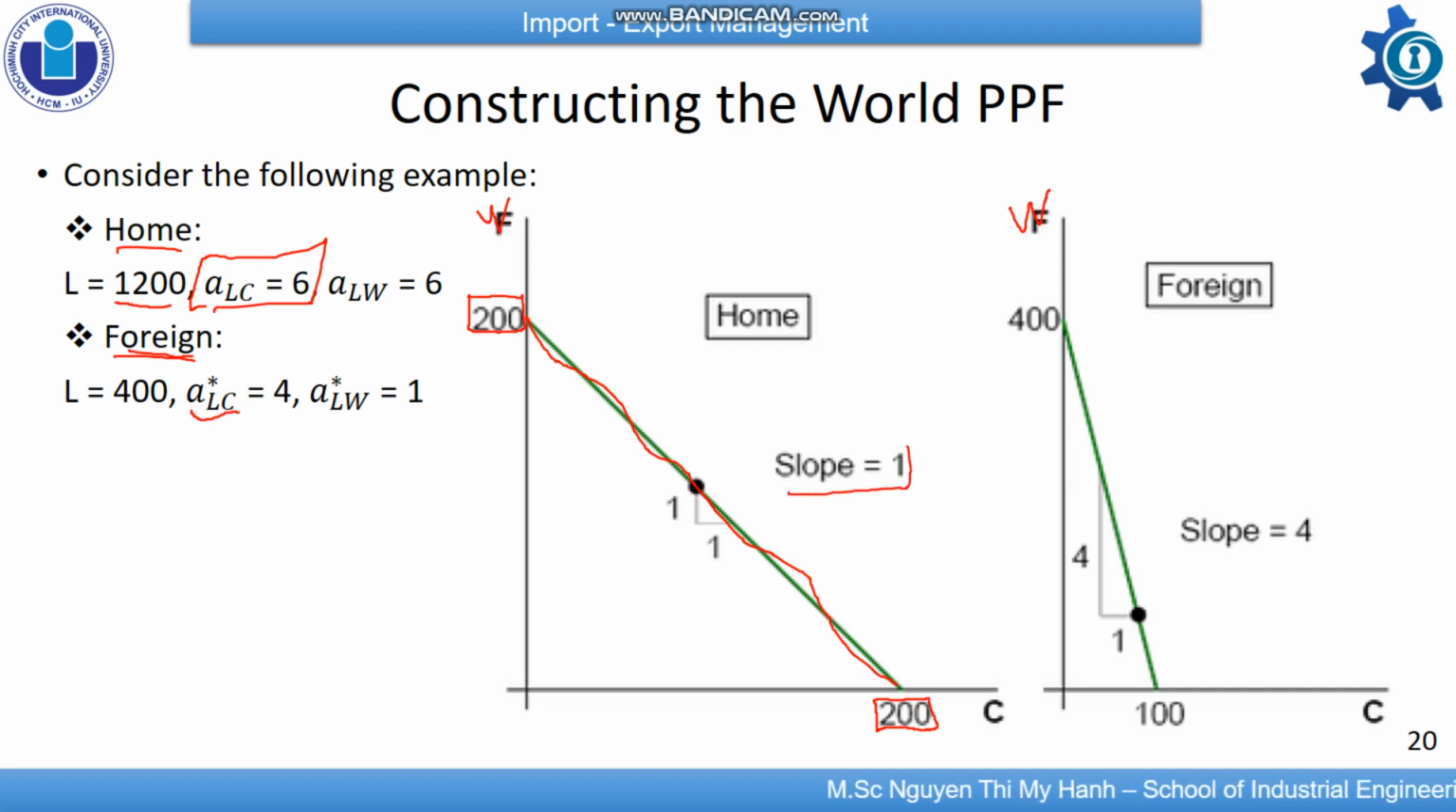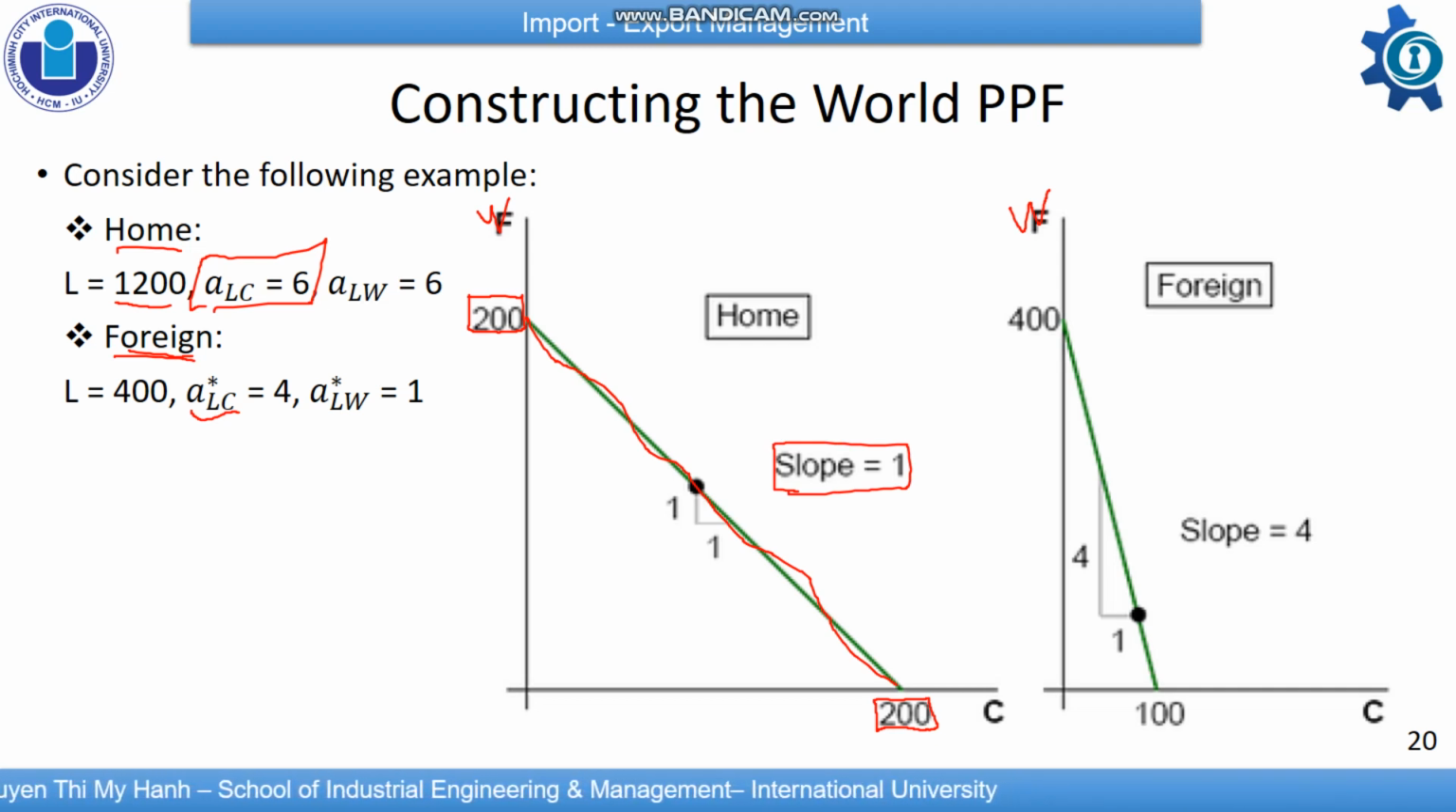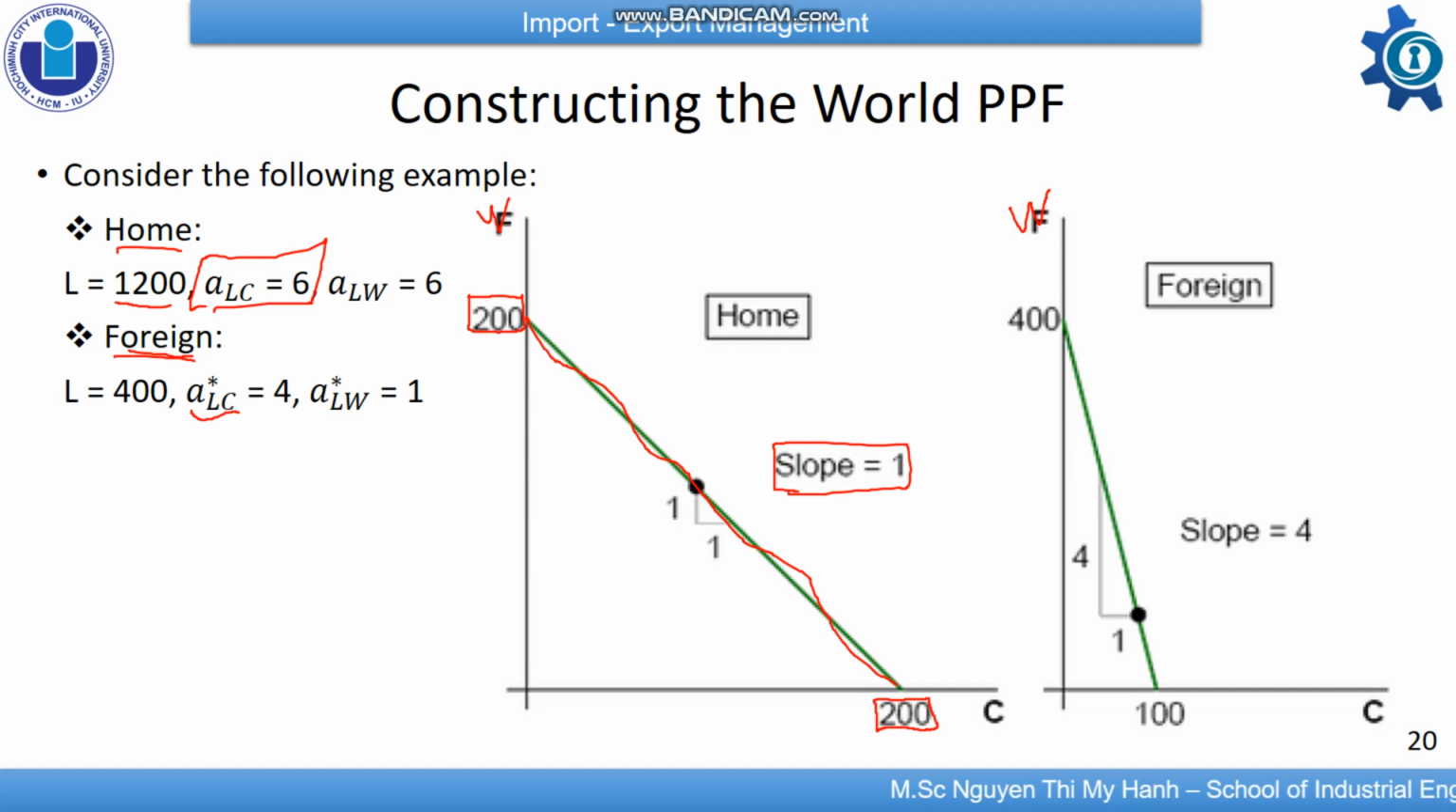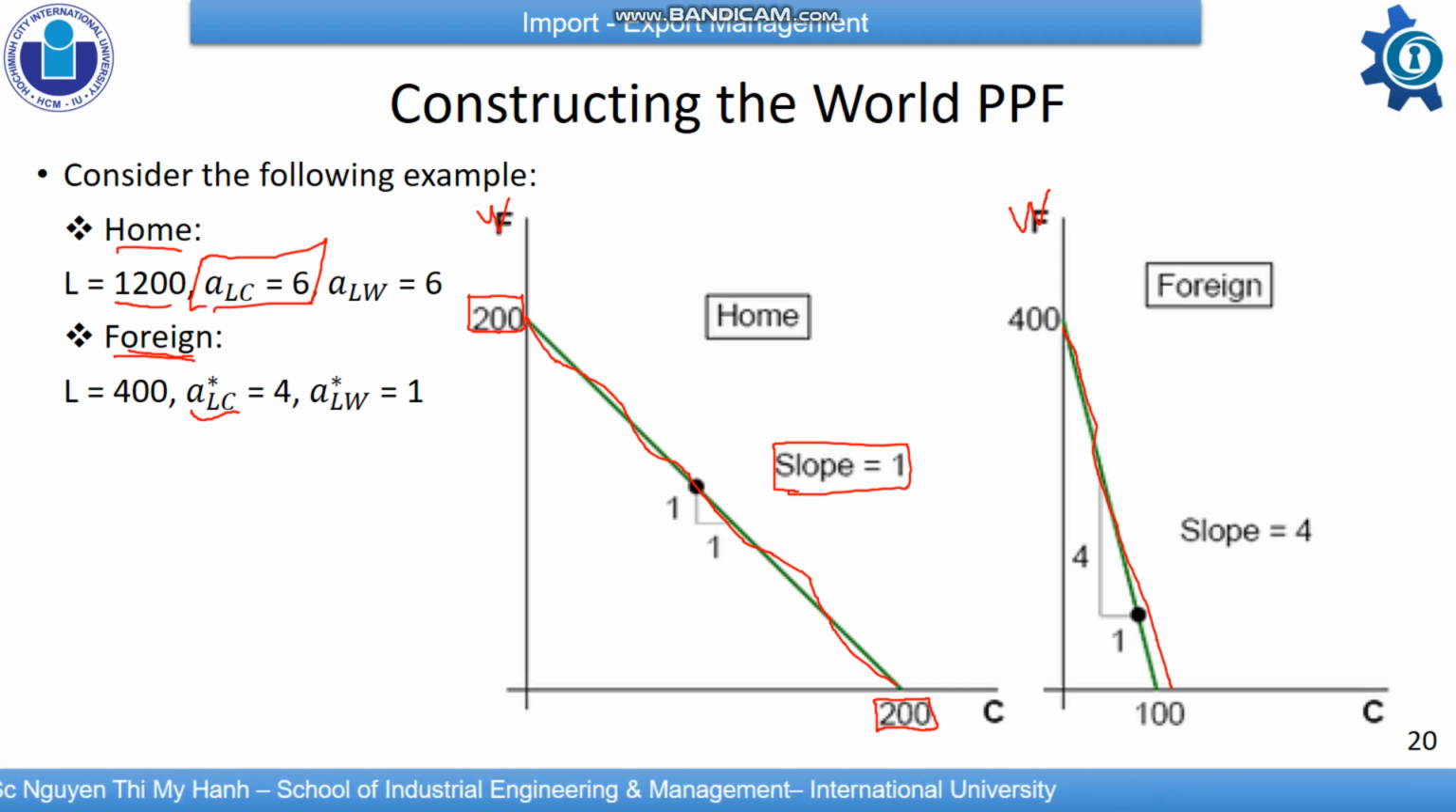Do you still remember what this is? The slope is 1. It means the opportunity cost of cheese in terms of wine is equal to 1. Okay. The same way we can construct the foreign PPF here with the slope is 4. So here we have the PPF of the home country and the foreign country. Then how can we combine them to build the world PPF?